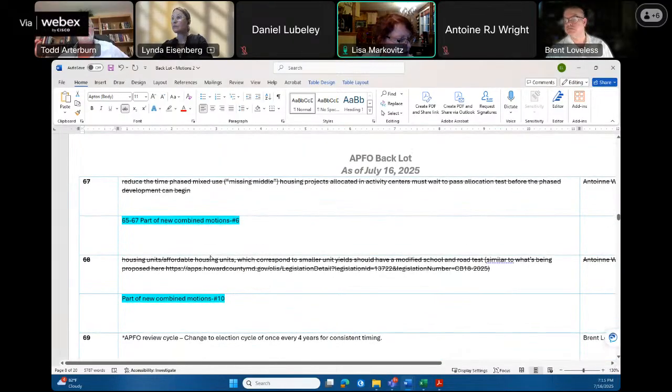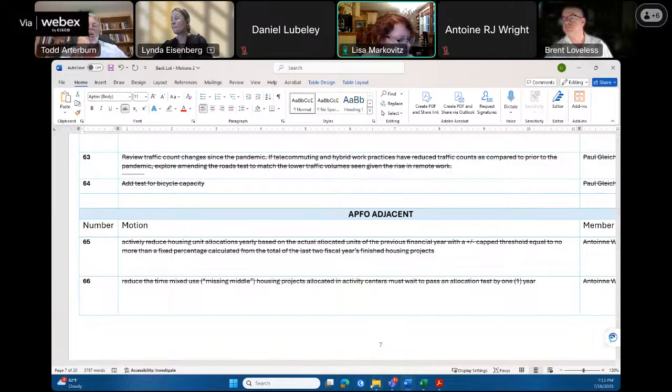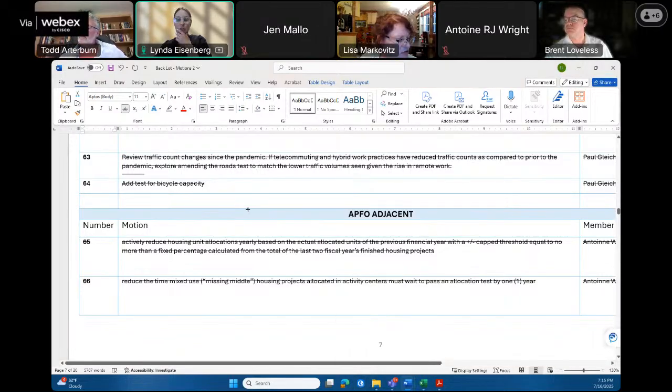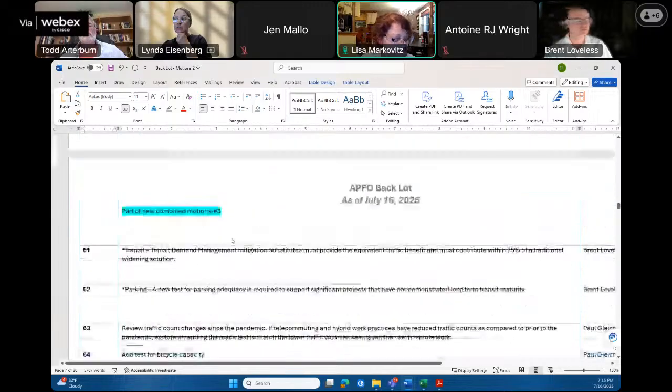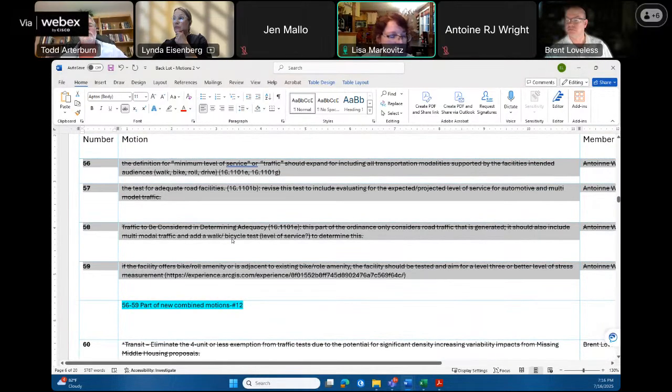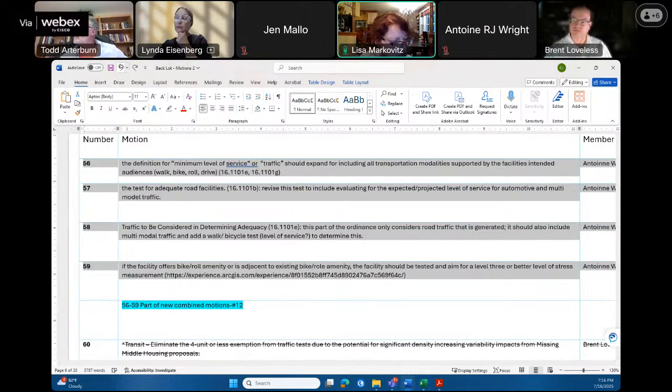Linda, if you look at item number 12 on my summary list for roads, Antoine's 56 through 59 had a lot of specific detailed issues with regard to roads exemptions, but we had talked about that they would be covered in a general way if we looked at motion 20, the definition in motion 20 that passed to include multimodal in the definition of the road test issues.